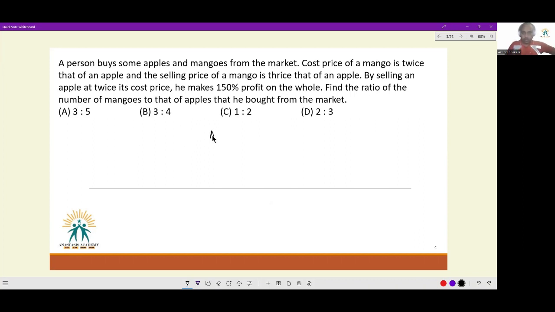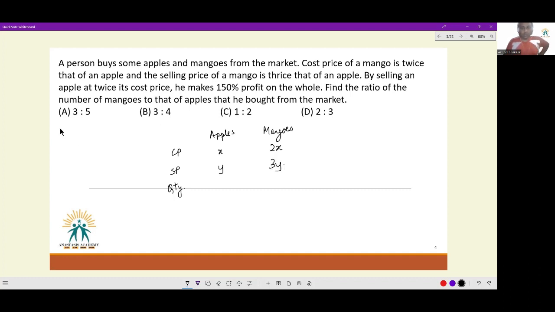Okay. So I have lots of storylines to take care of. Apples, mangoes. I have CP, SP. I have quantity. CP, I am told the cost price of mango is twice that of an apple. So if apple's cost price is X, mango's cost price is 2X. Then the selling price of mango is twice that of an apple. Let's say this is Y, this is 3Y.